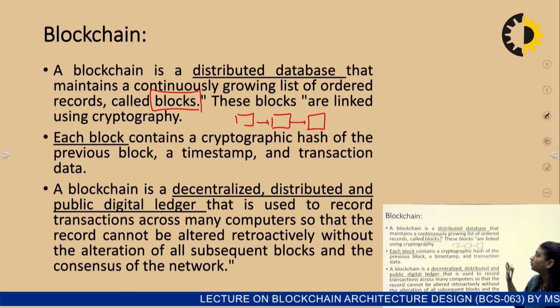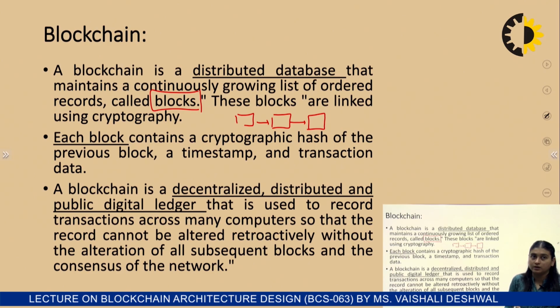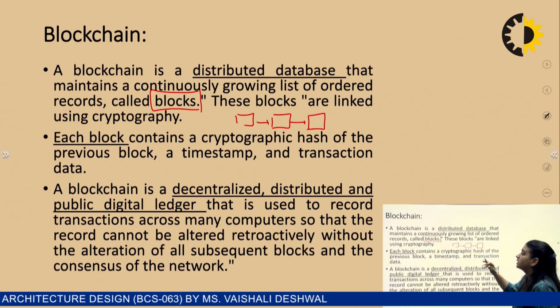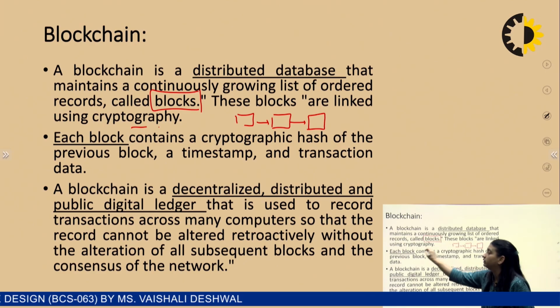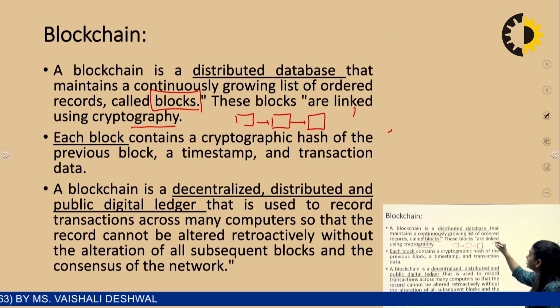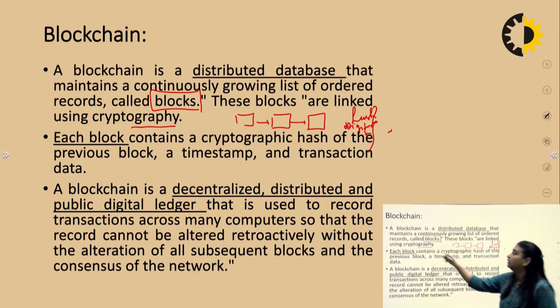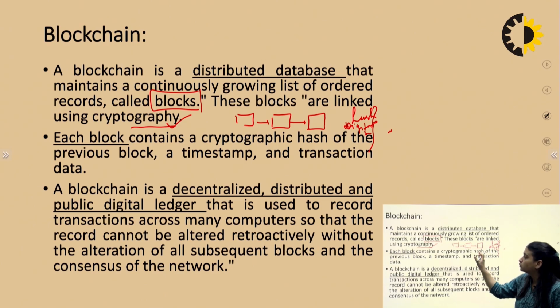So a continuously growing list of ordered records called blocks, and these blocks are linked using cryptography. We use several concepts here for security purposes, and all these fall under cryptography. I can name some: we use hashes, then we use digital signatures. All these concepts come under this cryptography head, and we use these concepts for security purposes to link these blocks.